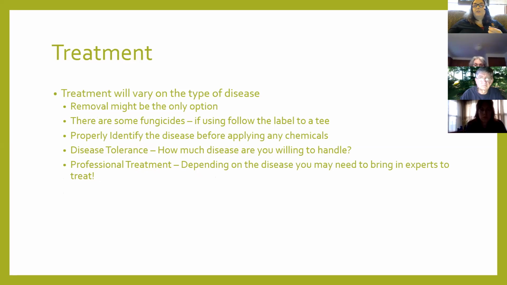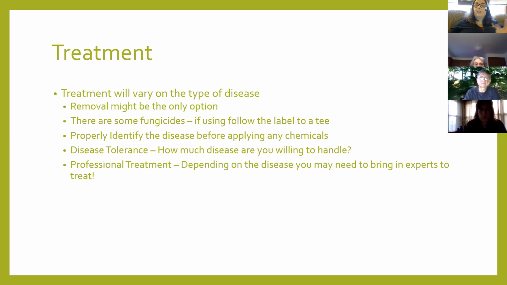And then treatment. So I mentioned a couple of treatments for a few of those diseases, and it's going to vary on the type of disease. Removal might be the only option. So in the case of oak wilt, removal of the trees was the only option to take care of that. There are some fungicides. If using, follow the label to a T.